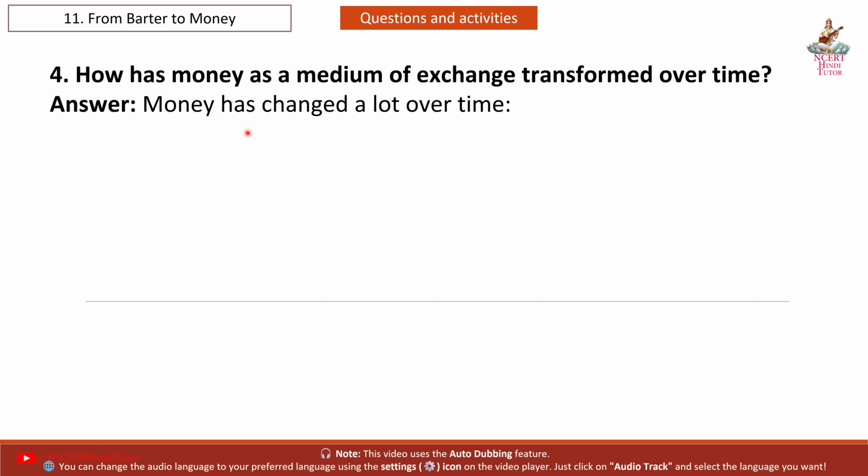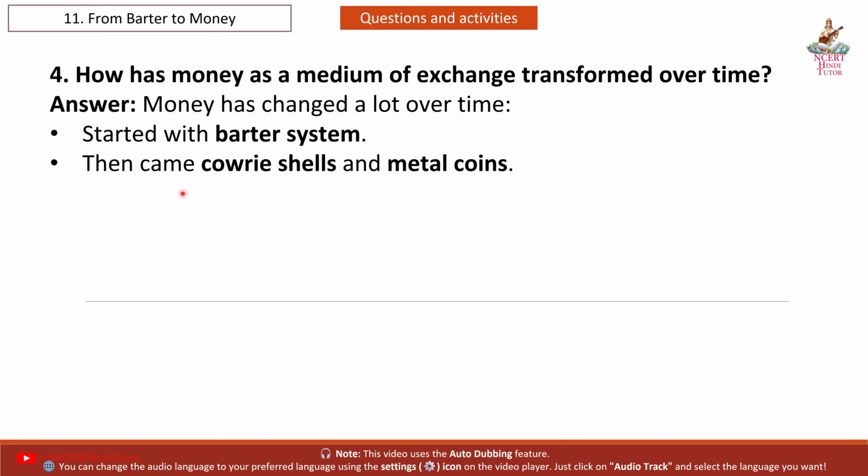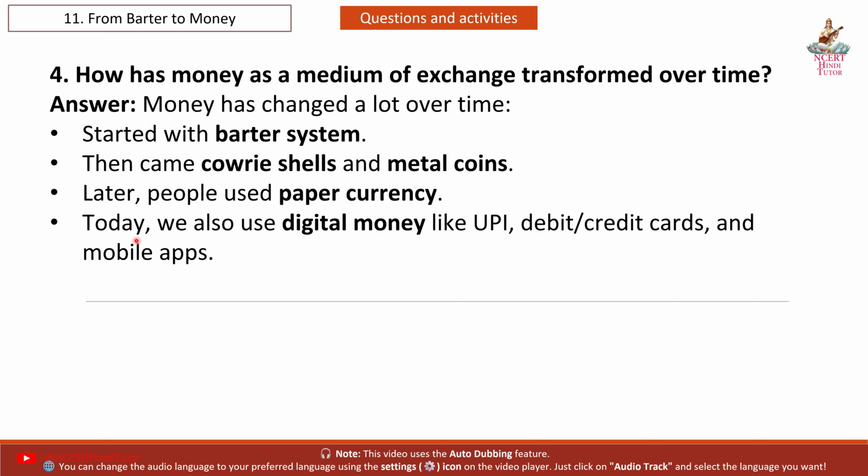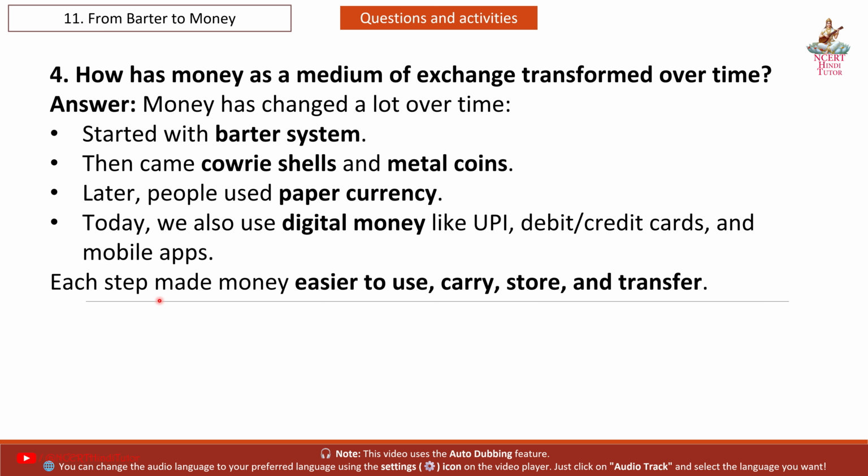Question 4. How has money as a medium of exchange transformed over time? Answer. Money has changed a lot over time. Started with barter system, then came cowrie shells and metal coins. Later, people used paper currency. Today, we also use digital money like UPI, debit, credit cards, and mobile apps. Each step made money easier to use, carry, store, and transfer.